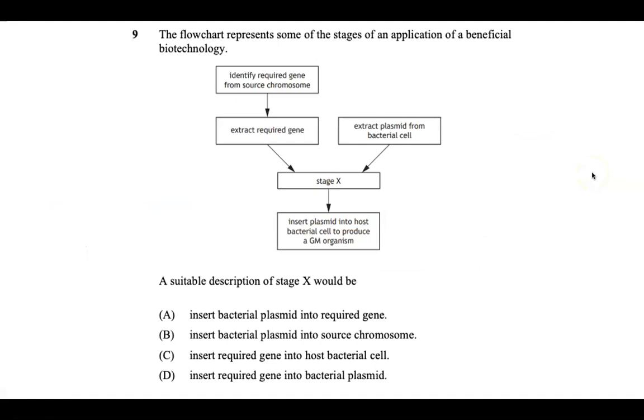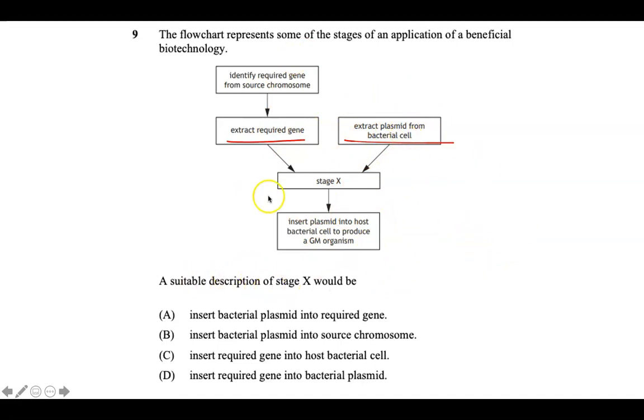All right, question 9. The flowchart represents some of the stages of an application of a beneficial biotechnology. And so here we're looking at acquiring a gene or targeting a gene, extracting that gene, and we've got a plasmid from a bacterial cell as well. And stage X is where we're going to join these together. And then the final part is to insert the plasmid into the host bacterial cell to produce a GM organism. So this is the process that we might use for producing insulin using bacterial cells or bacterial plasmids.